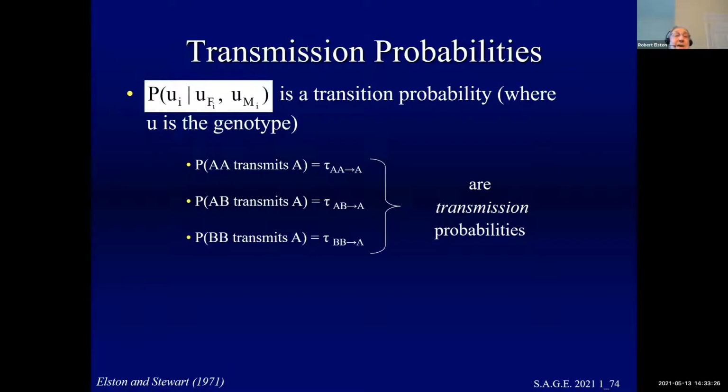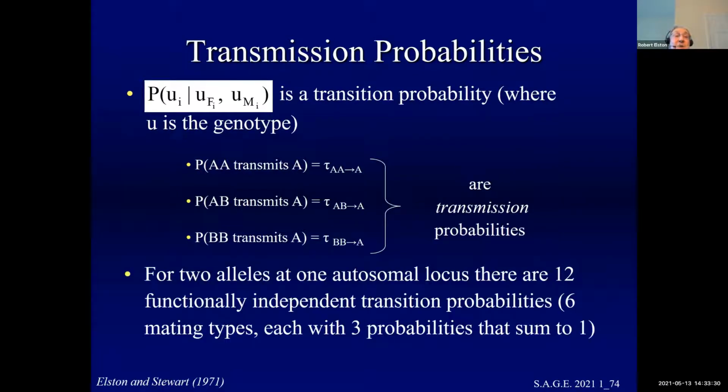Now, for two alleles at one autosomal locus, there are 12 functionally independent transition probabilities. There are 6 mating types, each with 3 probabilities that sum to 1. So that leaves you with 12.